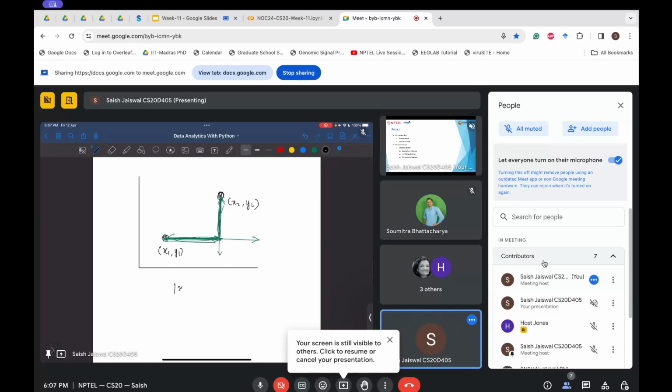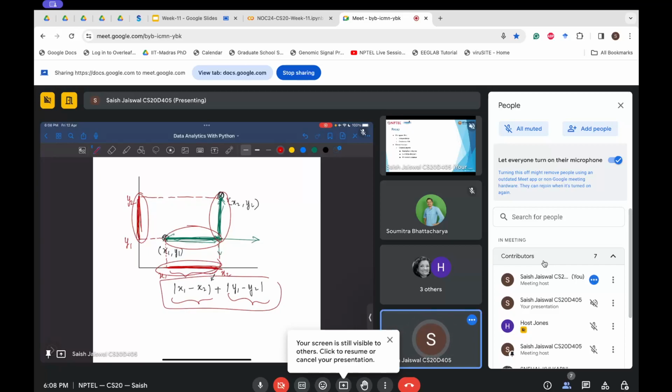It is computed as modulus of x1 minus x2, it can be the other way around as well, plus modulus of y1 minus y2. So what is it doing exactly here? If you drop this point over here, this is x1, x2, y1, y2. So the absolute value of x1 minus x2 or x2 minus x1 is this particular distance, and y1 minus y2 is this particular distance. You can see that this red one and this dark green one are the same, and that's how Manhattan distance is found between any 2 points.